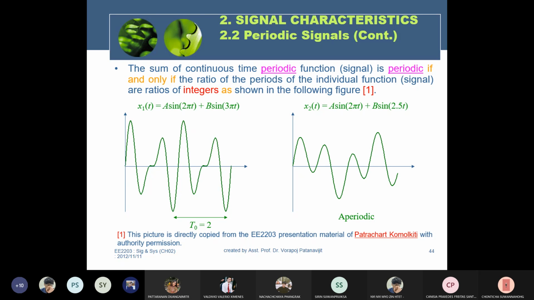You try to find the ratio of all the terms. If you can write them as integer ratios, it means the overall signal should be periodic. And if it's periodic, you can apply the Fourier transform or the power spectrum analysis to analyze it.